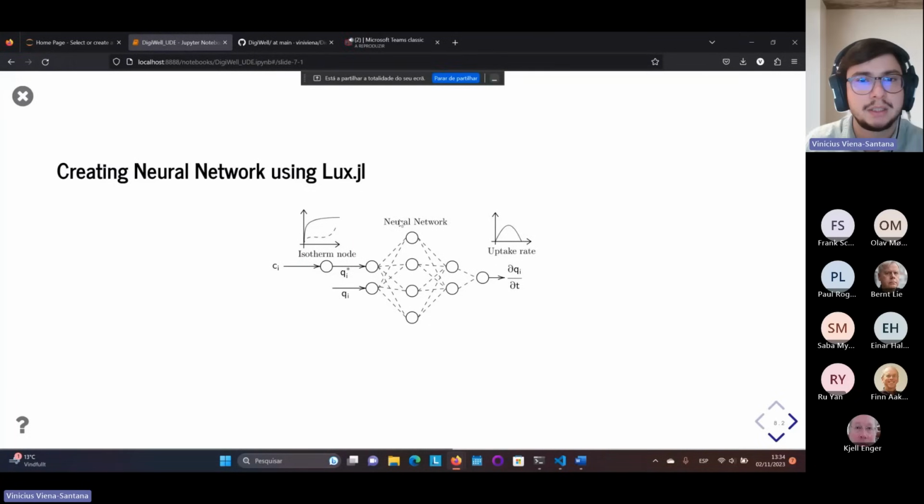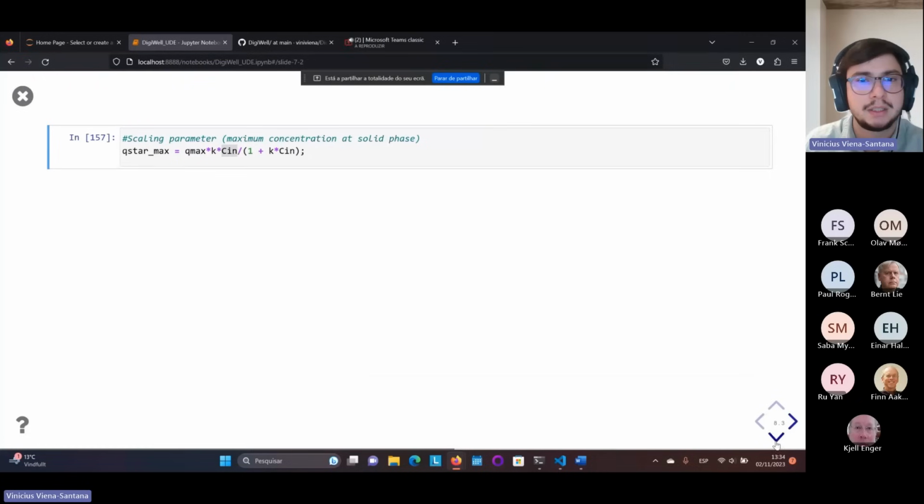Following that, we can have pretty much a standard neural network architecture where I can put as many intermediate layers as I want. And then this neural network is trying to estimate my uptake rate. So now we can see this in the code.